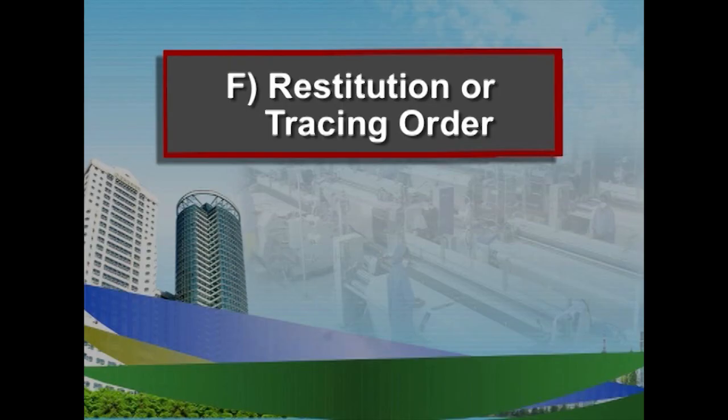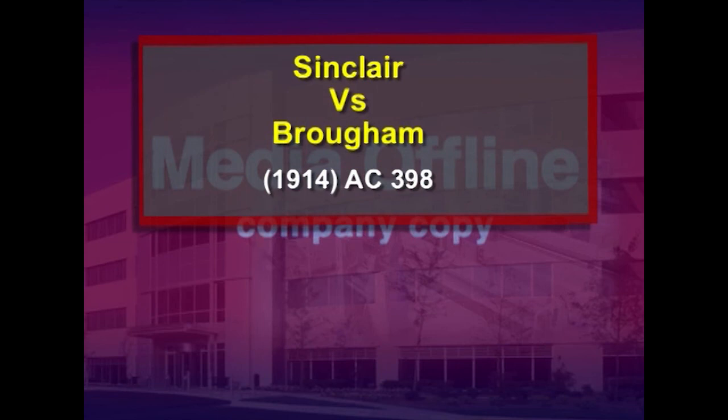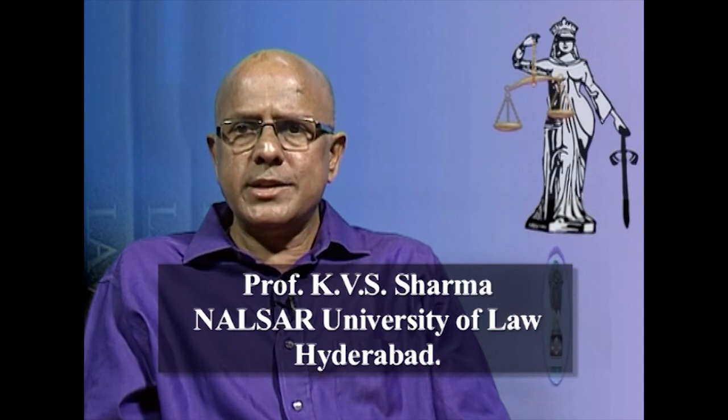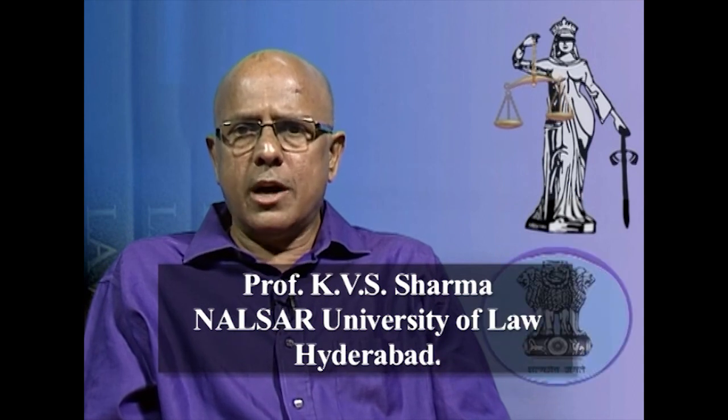Restitution or tracing order. In Sinclair versus Brougham, 1914, AC 398, it was held that if the company has purchased any property or goods out of the ultra vires loan and the creditor can trace and identify the money lent or any property or goods which the company has purchased with it, he can obtain a tracing order and claim for restitution of that money.